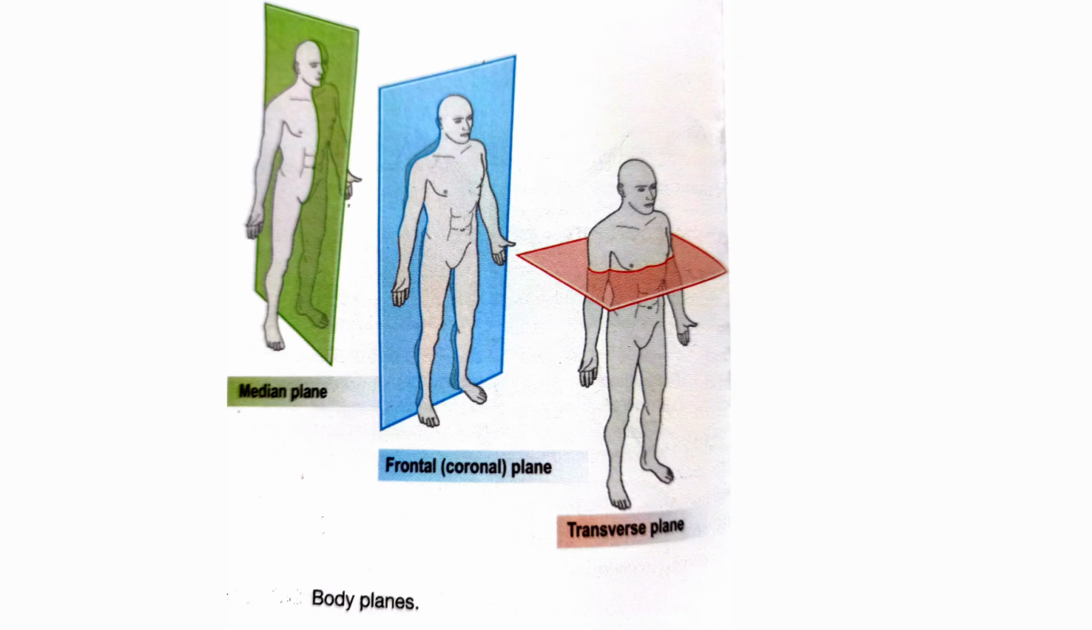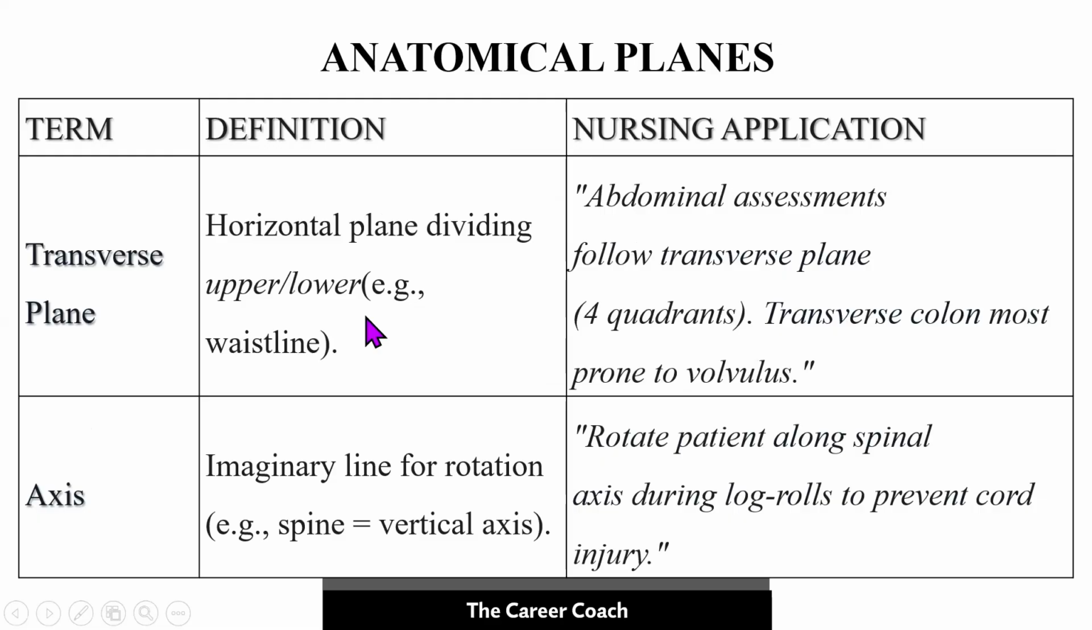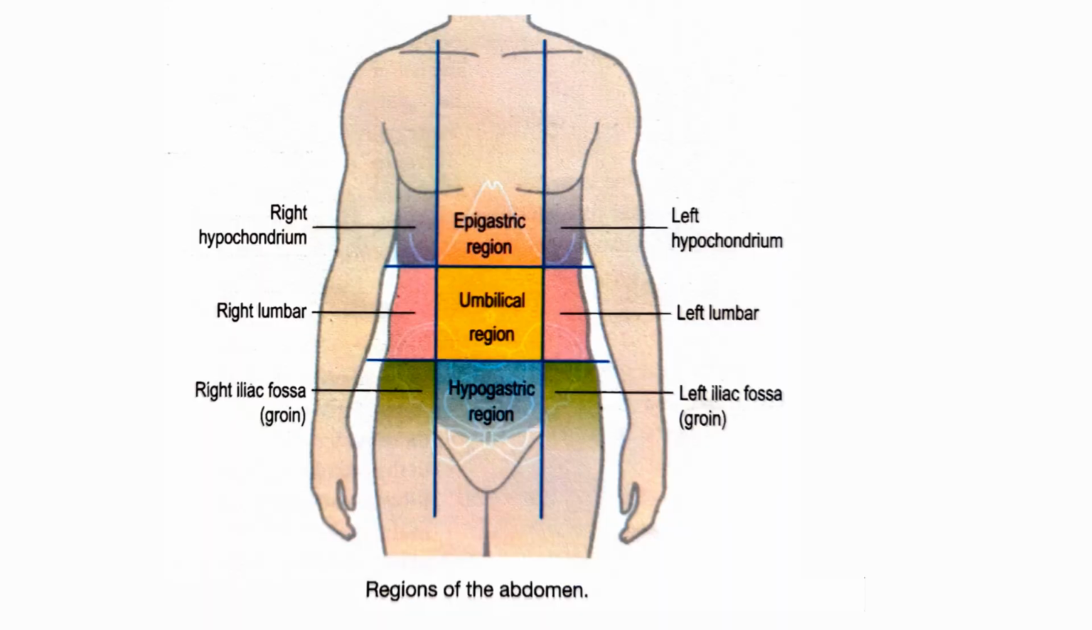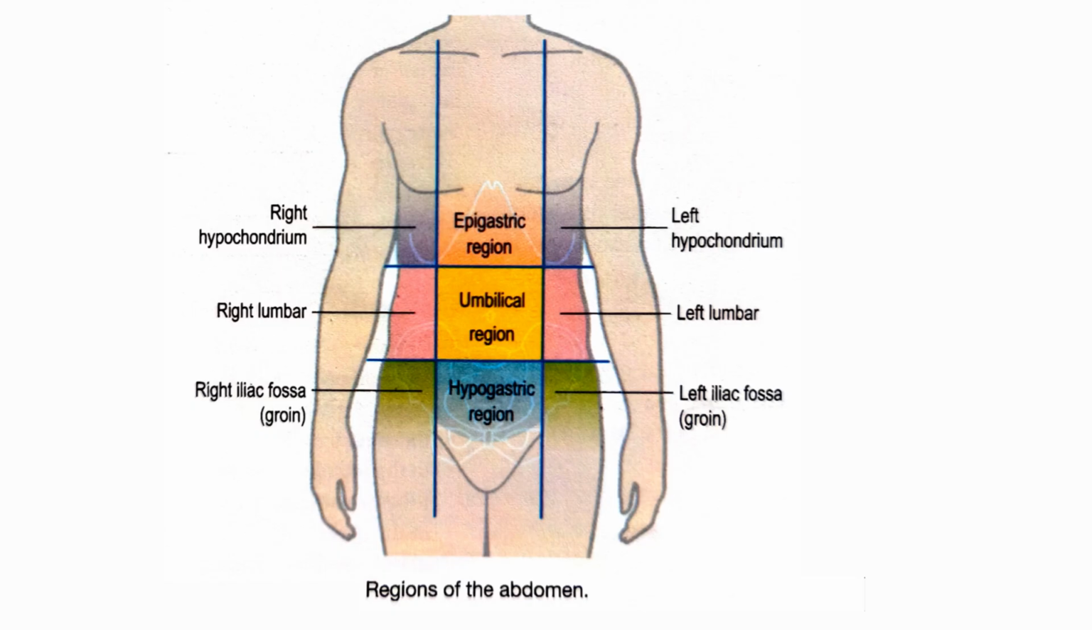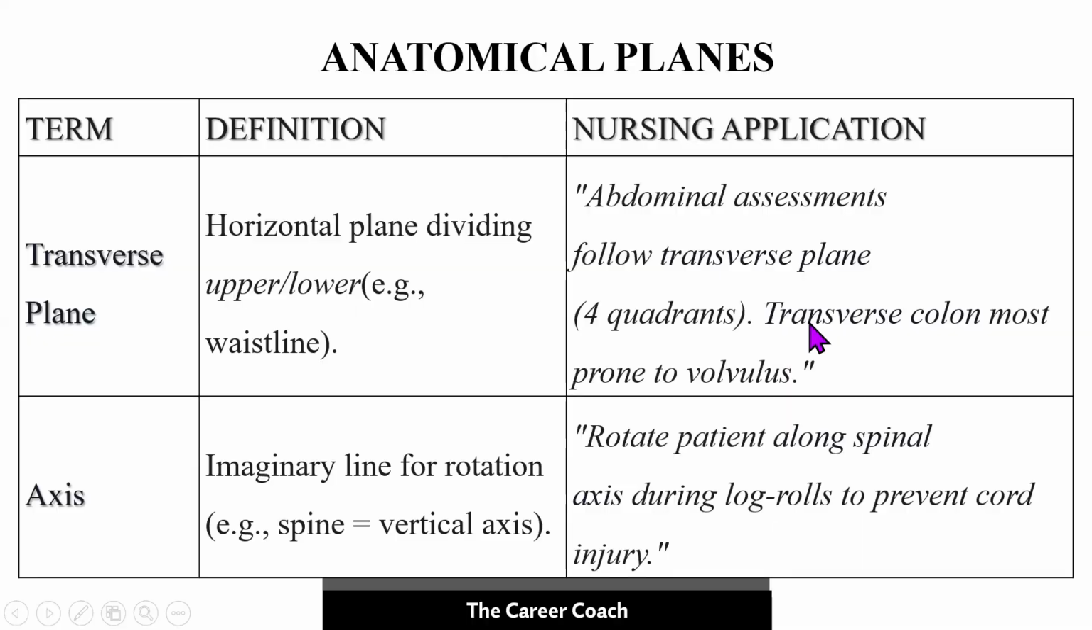Transverse plane. The transverse plane is the horizontal plane that divides the upper and lower regions of the body. Example is the waistline. Nursing application: abdominal assessment follows the transverse plane, right? For instance, the abdomen has 4 quadrants divided by 2 imaginary horizontal and vertical lines, which divide the abdominal region into various parts, which we'll discuss later. So doing abdominal assessment using the 4 quadrants, you also find that the sigmoid colon is most prone to volvulus.